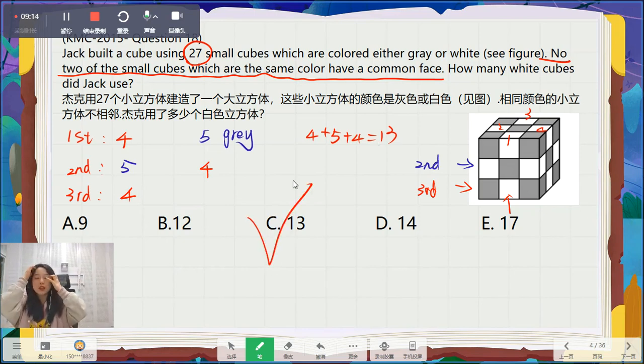So you see, if we just count them layer by layer and reason about the white cubes in the second and the third layers, we can solve it in a very clear way. Okay, so that's all for today's practice. You can see when we are using our spatial imagination, sometimes we also need to use our logical reasoning to solve math problems. Hope you can master all the 3 questions in a perfect way.